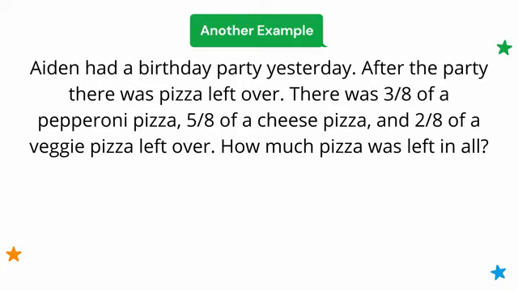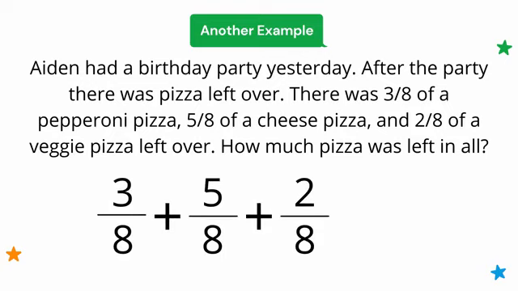Just like in the first example, the first thing I want to know is what the problem is asking me to solve for. I see that in this problem, I need to solve for the total amount of pizza left over. That tells me we need to add the fractions together. Next, I'll set up the problem by writing all of the fractions next to each other. I'll set up the denominator of my answer before I go any further. I know that since I'm working with fractions with common denominators, the denominator in my answer will be the same as the denominators of the fractions in the problem. So, 8ths. Then, I'll add the numerators together. 3 plus 5 plus 2 equals 10. Aiden had 10/8 of a pizza left over after his party.